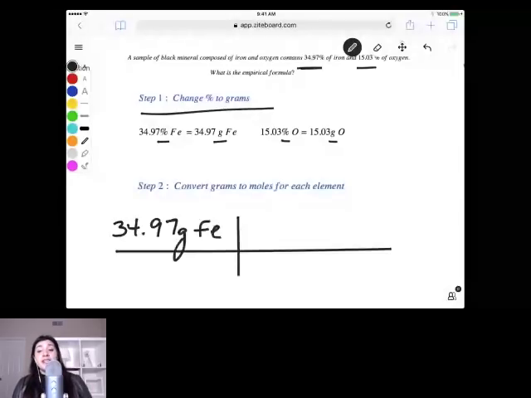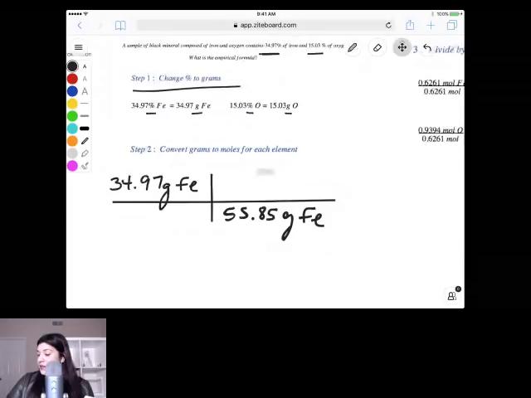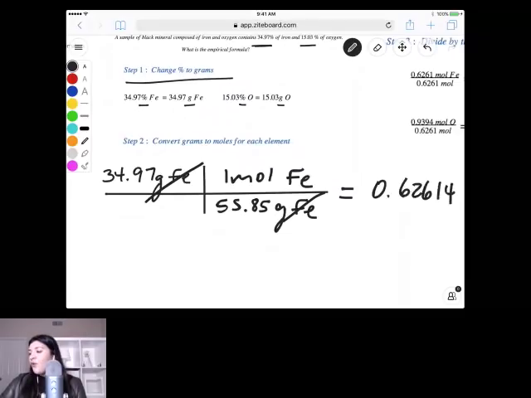All right, looking at your periodic table, I'll let you know how much this is. We'll put grams on the bottom for iron, and the molar mass of iron is 55.85 grams per 1 mole of iron. That's it. We just wanted to get to moles, so the grams would cancel, and we would figure out how many moles specifically we have of iron. This would be 34.97 divided by 55.85, giving us roughly 0.6261 moles of iron.